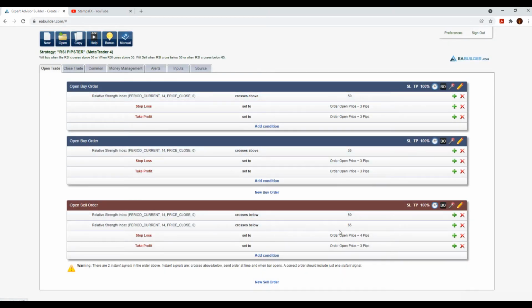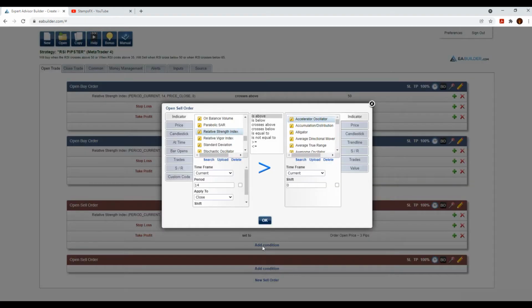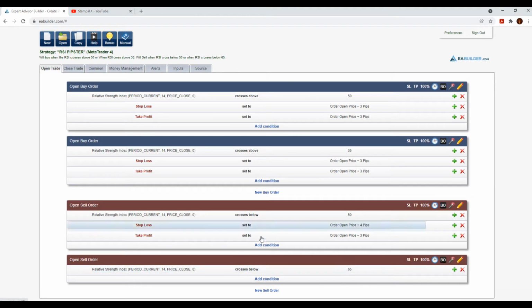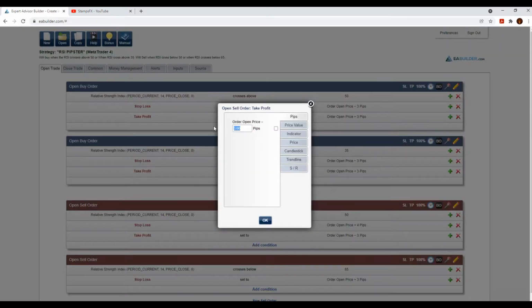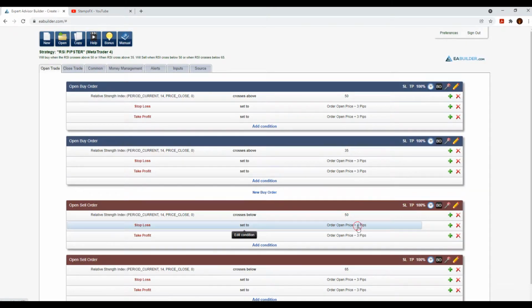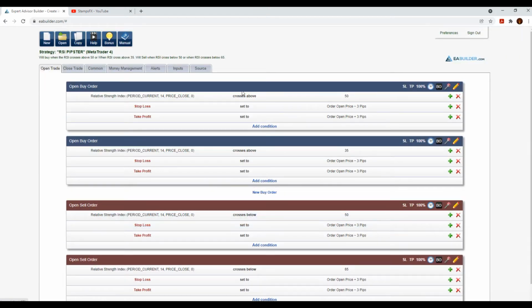Here we'll do the same thing. Crosses below 65, we'll take that one out. And this is crossing below 65. All right, and then stop loss 3 pips. Same, take profit 3 pips. And then we will go back up and modify this 4 pips here to make it 3 pips. All right, and there we have it. Crosses above 50, crosses above 35, crosses below 50, crosses below 65.